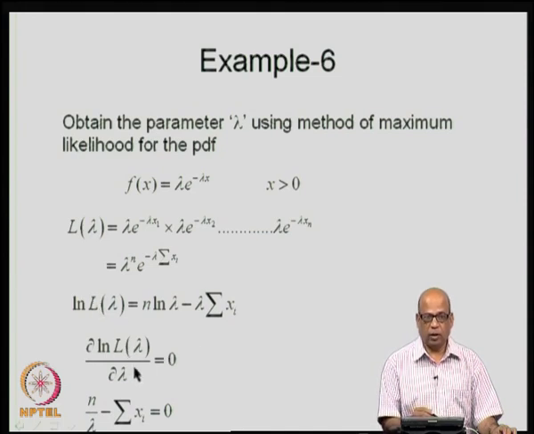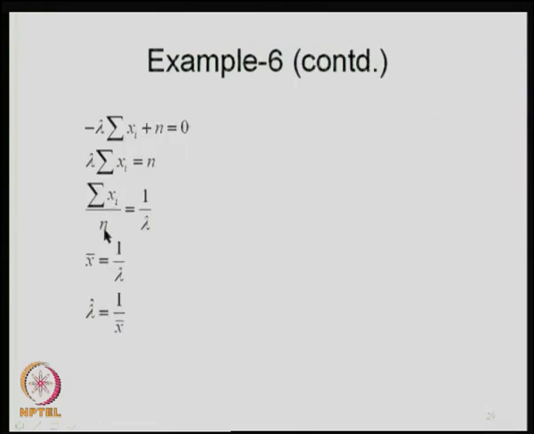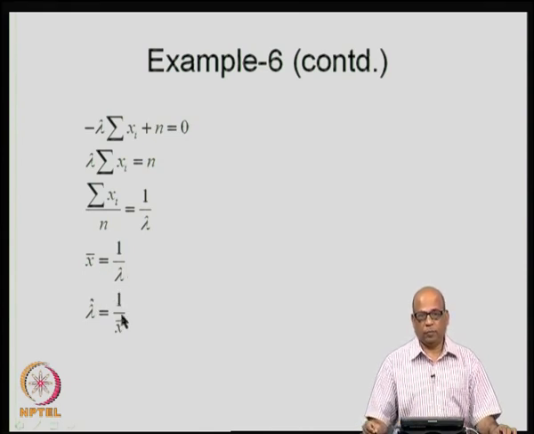We differentiate this with respect to lambda because we are looking for the maximum value of log L of lambda. Differentiate this with respect to lambda and equate it to 0: you get n over lambda minus sigma x i equal to 0. From this you get sigma x i by n is equal to 1 over lambda. What is sigma x i by n? That is x bar. So, x bar is equal to 1 by lambda. So, the estimate lambda cap will be equal to 1 by x bar.